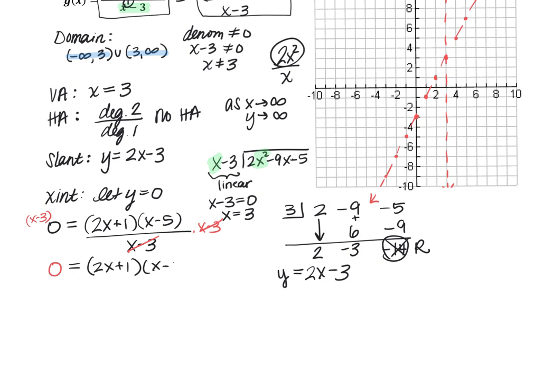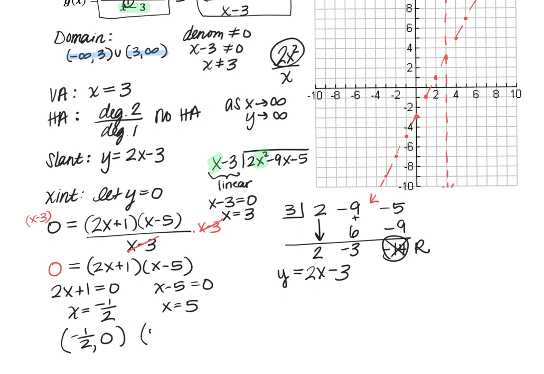So I might as well choose the factored form since I've already factored it. So if I set each of my factors equal to 0, I solve these resulting equations, and that gives me x is -1/2 and x is equal to 5. So I have two x-intercepts. One is (-1/2, 0), and the other will be (5, 0).